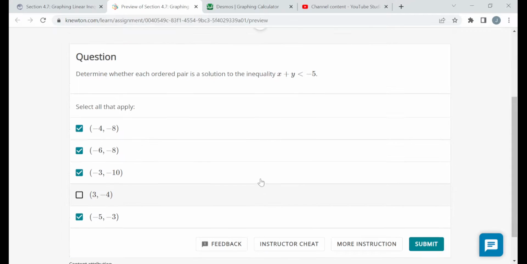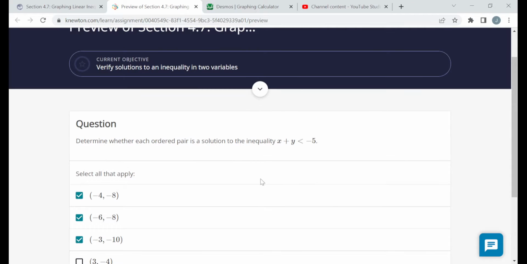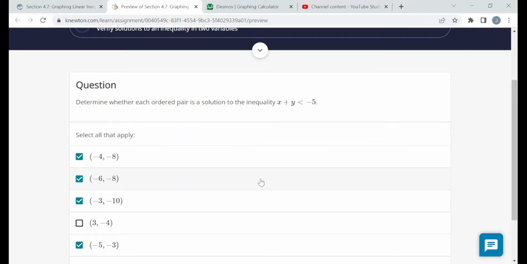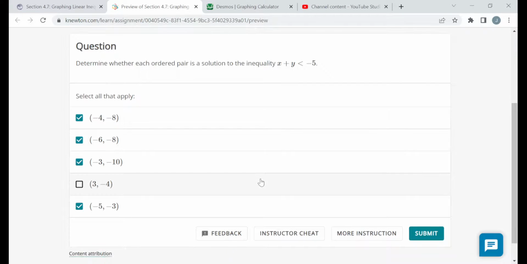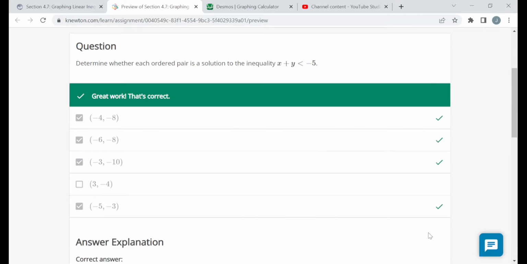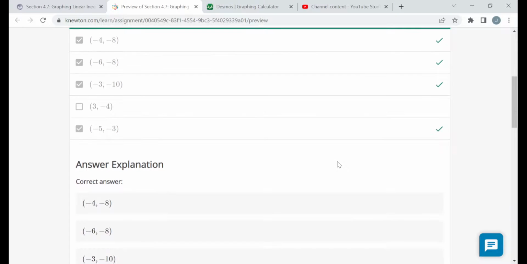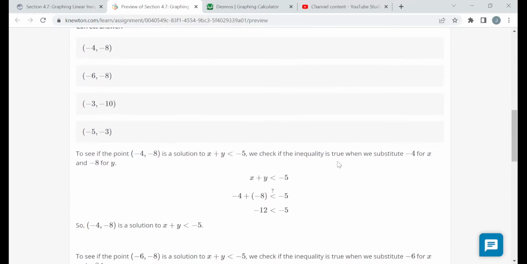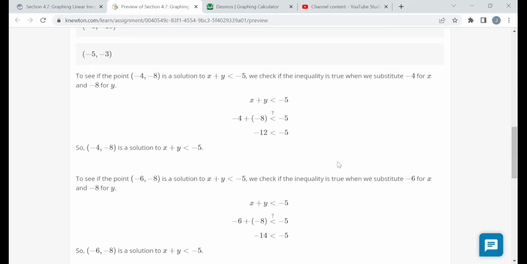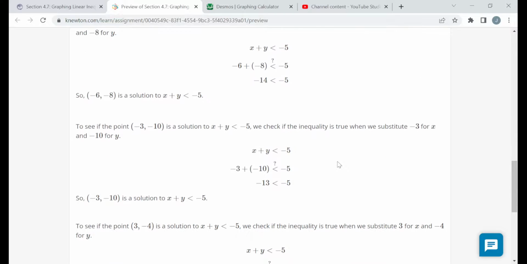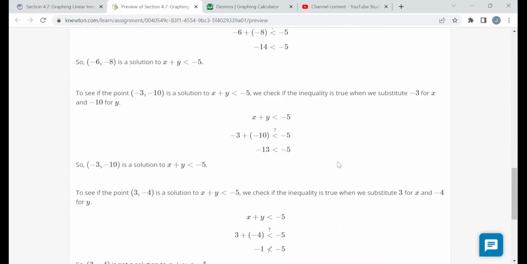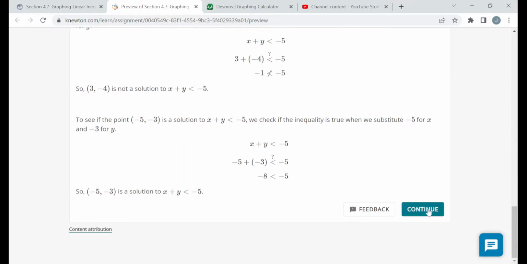And it's that simple. This objective, verifying solutions, should be that simple. You're just plugging in values for x and y and seeing if the inequality is true or not. And then after you submit an answer, it'll tell you if you're correct or incorrect. And then it should give you some sort of answer explanation. Please read through the answer explanations just to make sure that you understand why something was correct or incorrect. And hopefully you can learn from your mistakes for future questions.